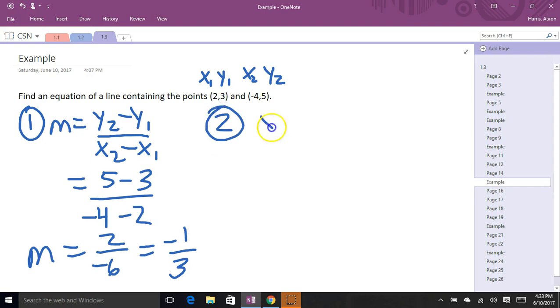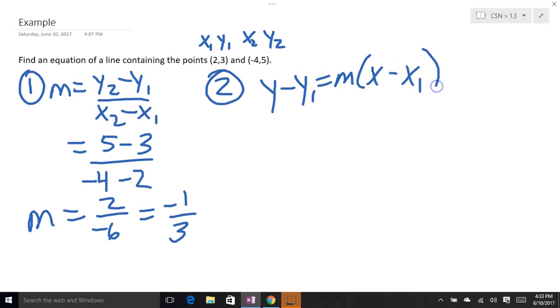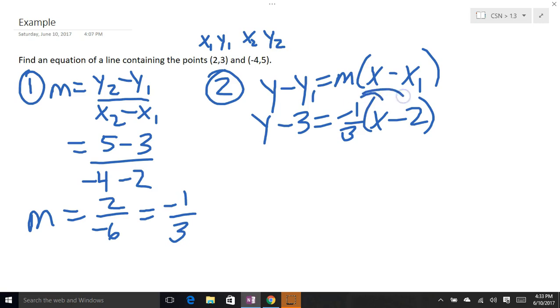And now we say, oh good, we got a point and a slope. So now we can plug in our x1 and y1, and we'll have, notice I plugged in my x1 and y1 and my m. There is an equation in point slope form. You could also distribute that and solve for y if you wanted to as well.